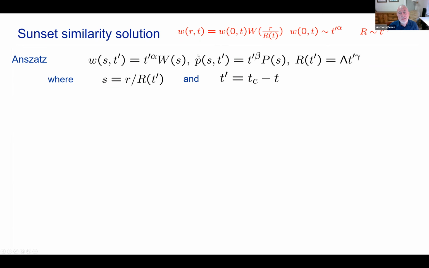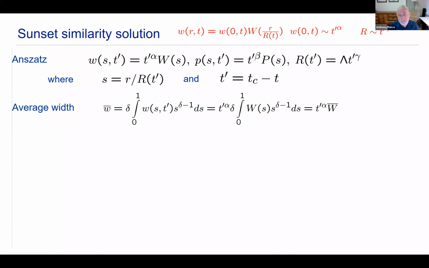So there we're replacing W of 0 by T to the alpha. The pressure has another power law, and the radius looks like this, T to the gamma. Where S is R over T, that scaled coordinate. And that was the one I introduced at the very beginning. And T prime is the difference between the final time of collapse and the current time. So we're moving backwards in time, if you like, in this T coordinate.